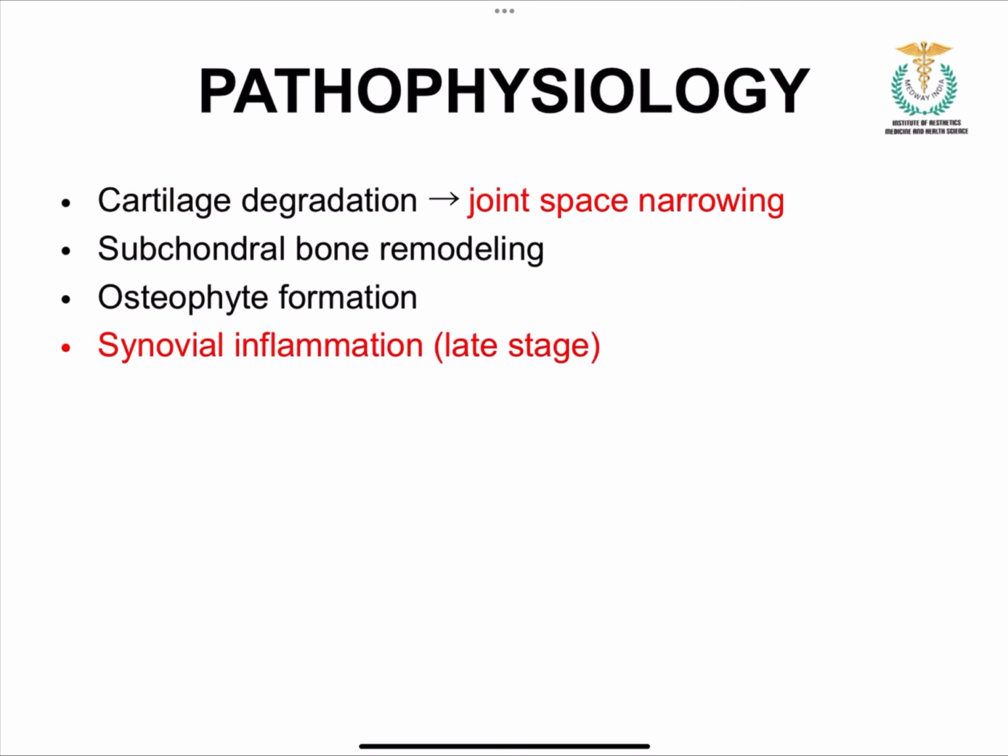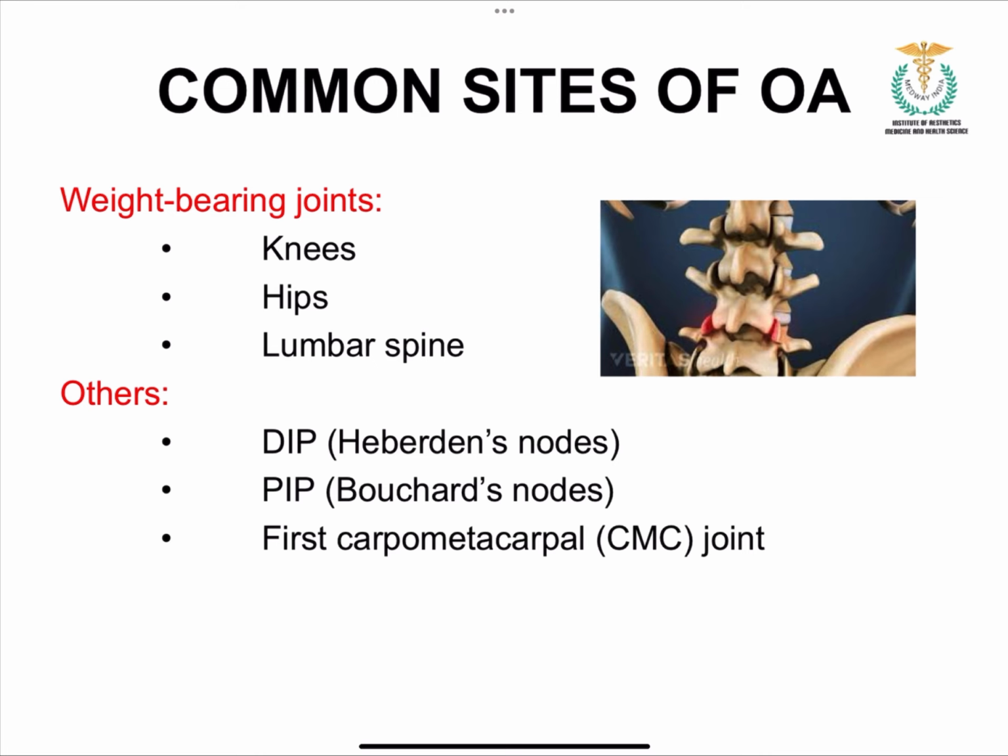Moving on to the types. Before moving on to the pathophysiology, the other important types of osteoarthritis are primary osteoarthritis and secondary osteoarthritis. Primary osteoarthritis is the most common form of osteoarthritis, and it develops in the joints over time. It is usually caused by the normal wear and tear of using the joints throughout life. Because of that, the patient can develop osteoarthritis. So that is primary osteoarthritis.